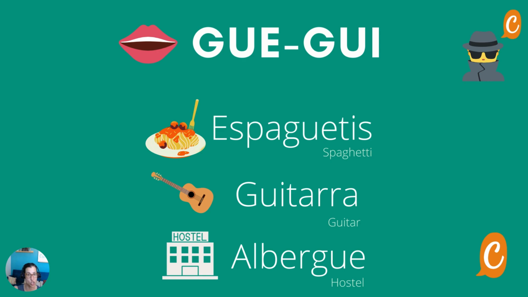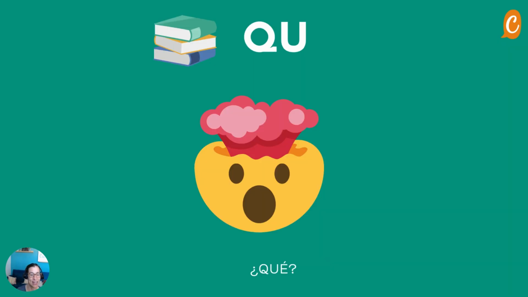So this U disappears because it's just letting you know that it's not going to be the sound that we saw before, the strong letter from the throat, but a soft one. Espaguetis, guitarra, albergue. This last one is very useful for your Camino. I've heard it mispronounced so many times. So it's albergue, which means hostel.